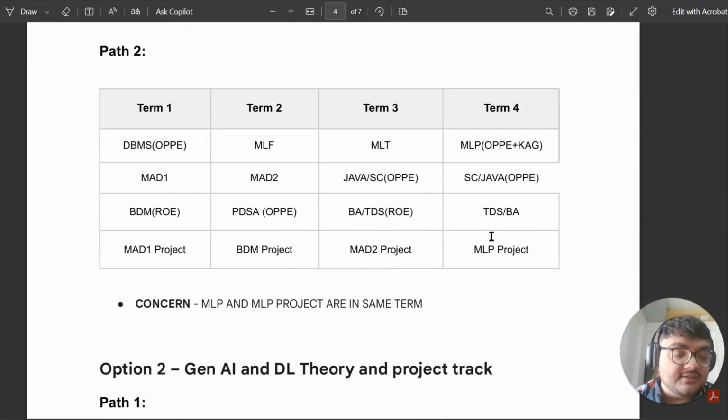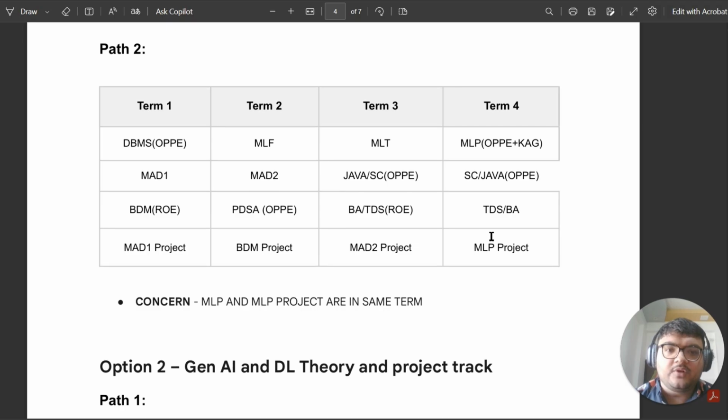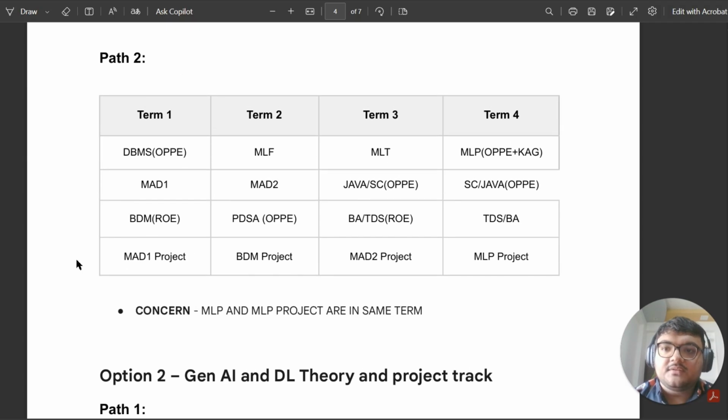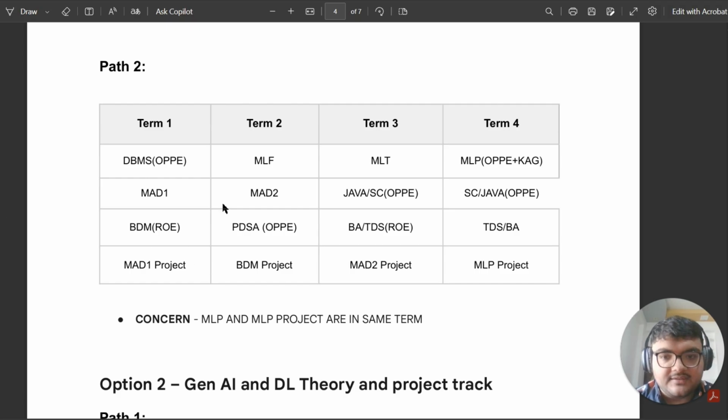Okay, instructor sessions are also good, and you can find Java resources online on YouTube, right? So it's not that hard. These three things are separate, and MLP. As I said, DBMS has OPPE, BDM has ROE, TDS also has ROE. Okay, and projects. So two projects you will have to make. Then Java, system commands, and other than that, the things are almost the same.